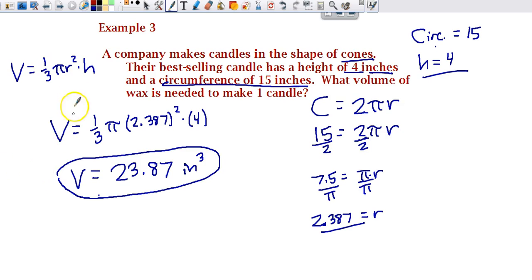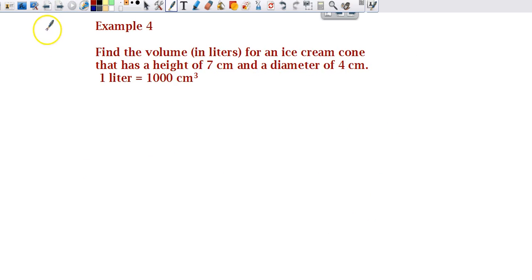All right, 2 more examples. Number 4. Find the volume in liters. So it's again one of those liters questions for an ice cream cone with a height of 7, diameter is 4. We need the radius. That's an easy one, cut it in half. So the radius is 2.